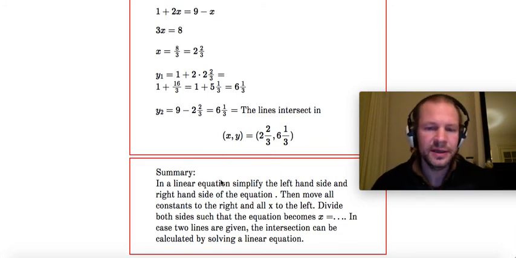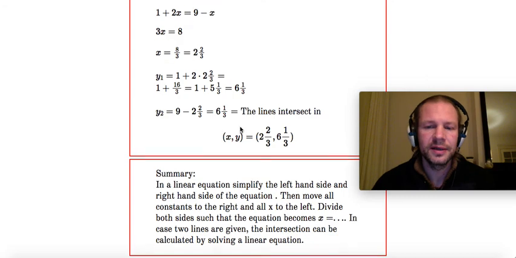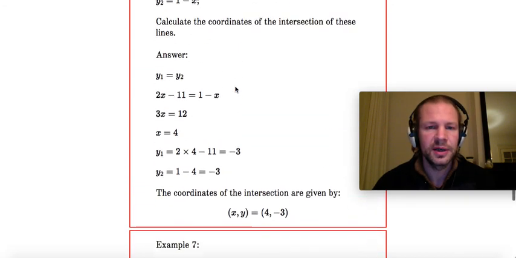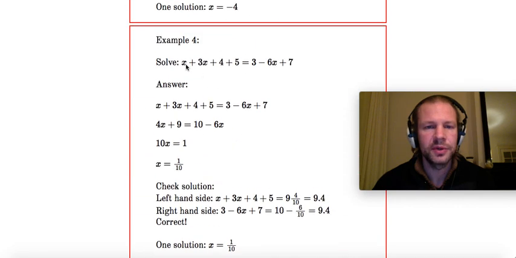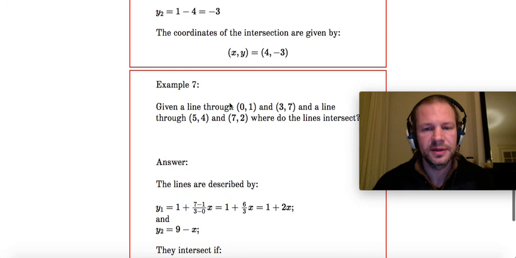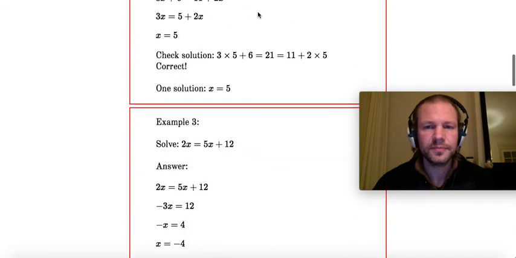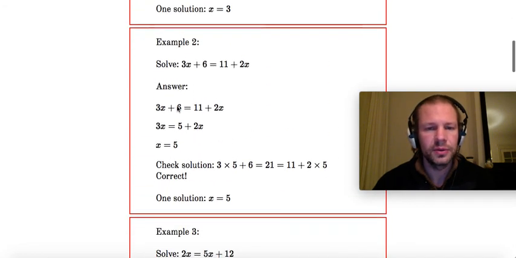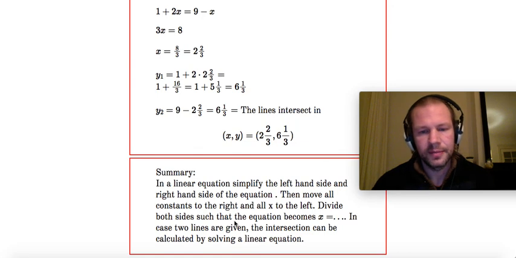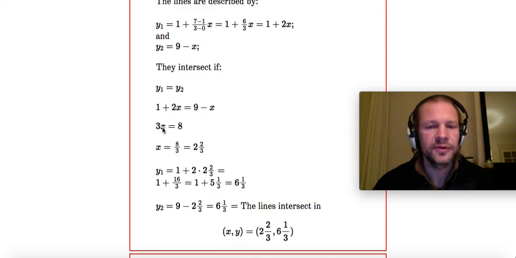So if you consider linear equations, first simplify the left hand side and the right hand side of the equation, like we saw in example 4. You simplify both sides, then move all constants to the right and all x to the left. Like we did here, we moved all the constants to the right and the x's to the left. And divide such that the equation becomes of the form x is something. So, for example, 3x is 8, we divide by 3 such that we have an x isolated on the left hand side.